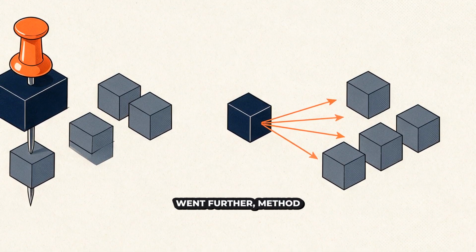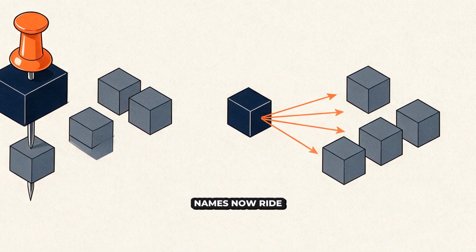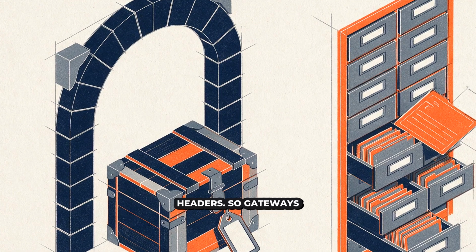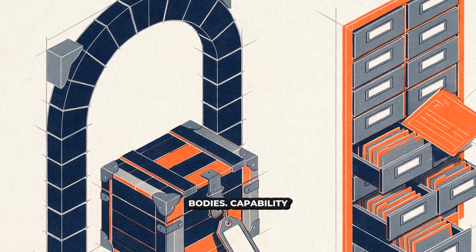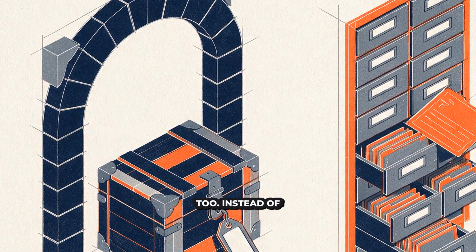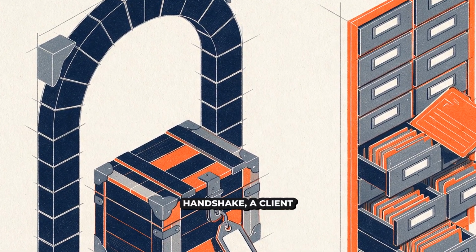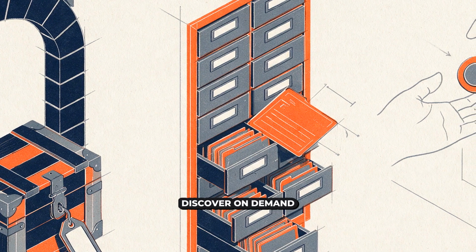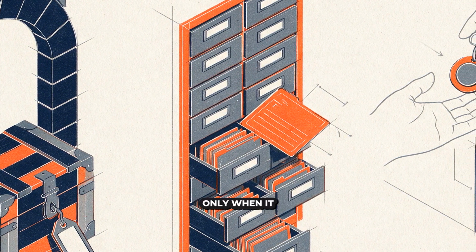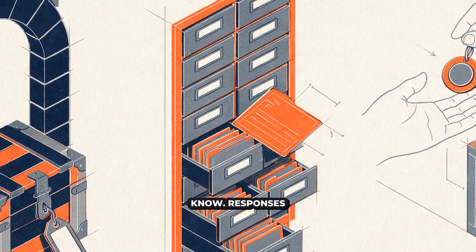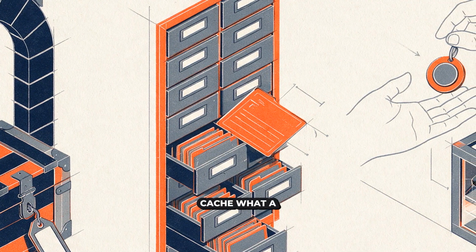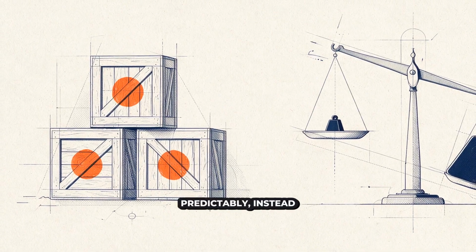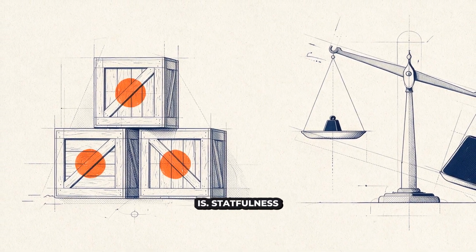They went further. Method names and resource names now ride in MCP method and MCP name headers, so gateways route traffic without parsing request bodies. Capability discovery moved too. Instead of that chatty opening handshake, a client calls server/discover on demand, only when it actually needs to know. Responses gained TTL and cache scope fields. Clients can finally cache what a server tells them, predictably, instead of guessing how stale their picture is.